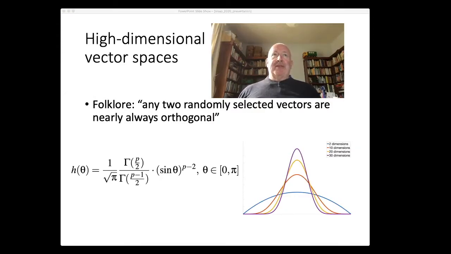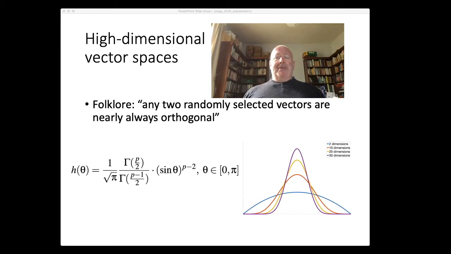Okay, so let's revisit the folklore, which really does seem to be folklore. Any two randomly selected vectors are nearly always orthogonal in a high dimensional vector space. Some work relatively recently has quantified this, so now we're a bit more scientific about it. There is the probability density function for the angle theta, which is the angle between two randomly sampled vectors from a vector space. A complex formula, but many of you will recognize most of the left-hand side of that is just based on the volume of a hypersphere in p dimensions. So this formula is in p-dimensional space.